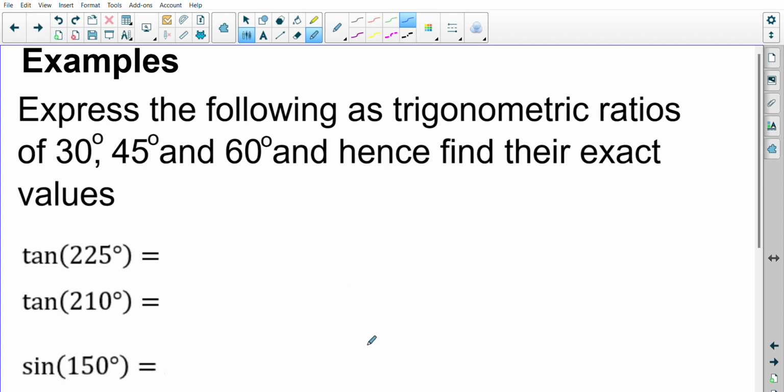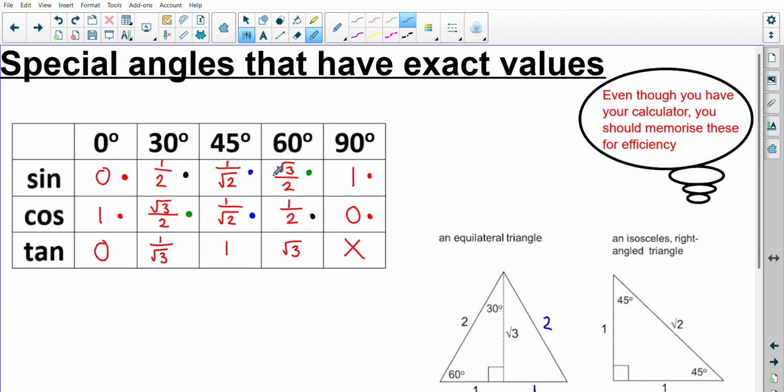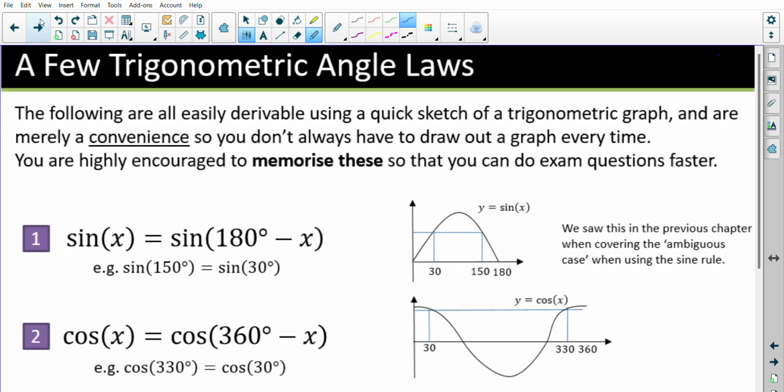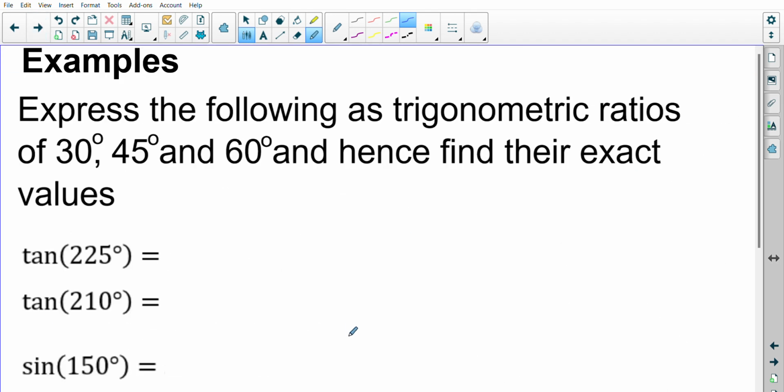Okay, so just exploring this in more detail then, we're going to be using the rules that we've just seen, the graphs, and also the exact values in the table to help us answer this question. So I'll just read it now. It says express the following as trigonometric ratios of 30 degrees, 45 degrees and 60 degrees, and hence find their exact values. So I've got to get these in terms of those angles first, because then I can use the table for 30 degrees, 45 degrees and 60 degrees. So this is the case where I'm not using my calculator, to practice again.